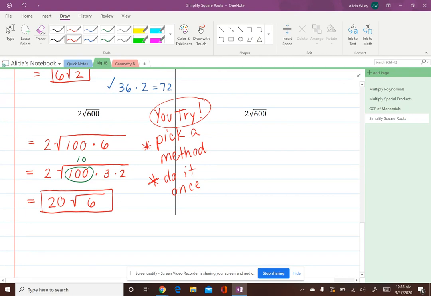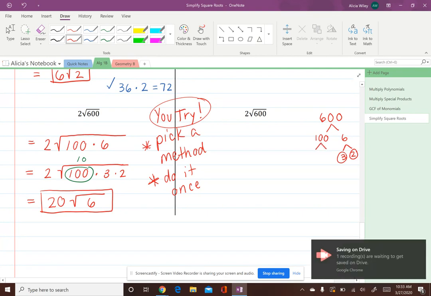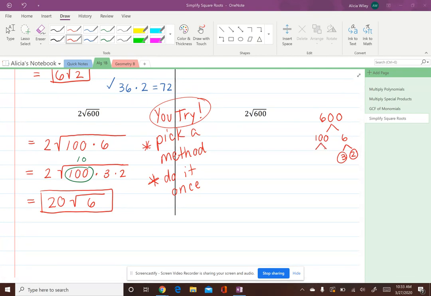Now, if you chose to use the prime factorization method, the first thing you would have to do is prime factor 600, which might take you a bit of time. So I know 100 goes into it, and 6 breaks down to 3 times 2, those are prime. 100 breaks down to, there are different ways you could break it down. Maybe you thought about 50 times 2. And 50 is 25 times 2. And maybe you stop there even.